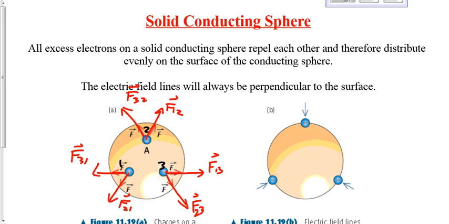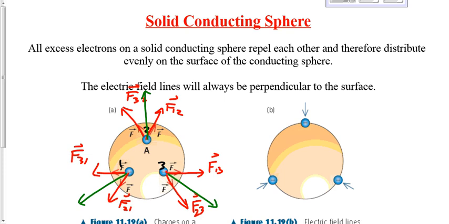Now let's look at the net force on each of these charges. Charge number 1 has a net force down here somewhere. Number 2 has a net force up here somewhere. Number 3 has a net force down here somewhere. What do those net forces have in common with each other? The net force on each of these electrons is pushing the electrons where? Outwards, yes, to the outer surface. So what happens to these excess electrons? They get pushed to the outer surface.